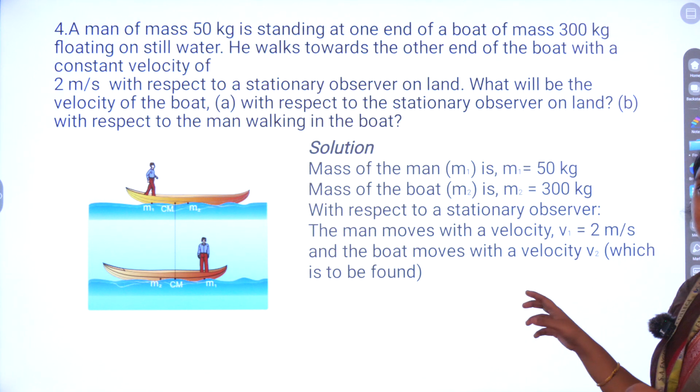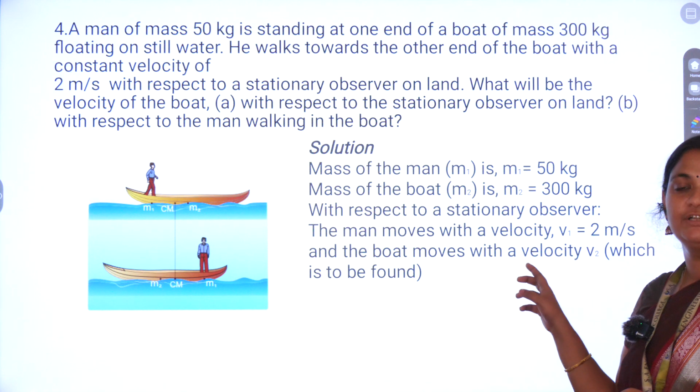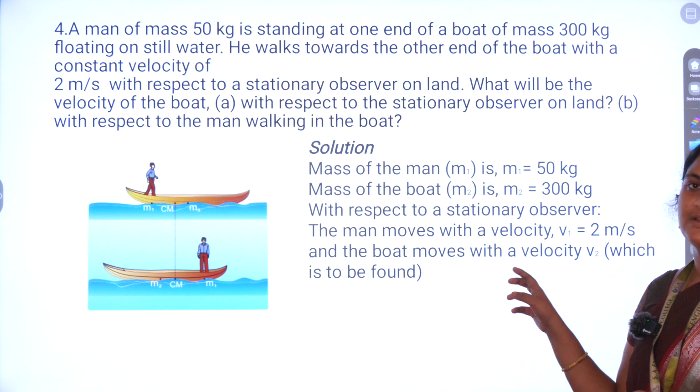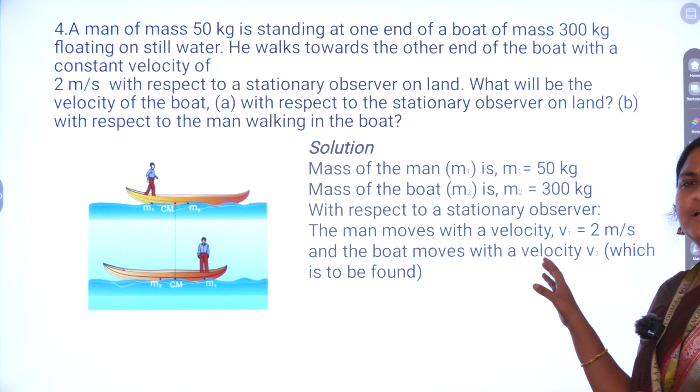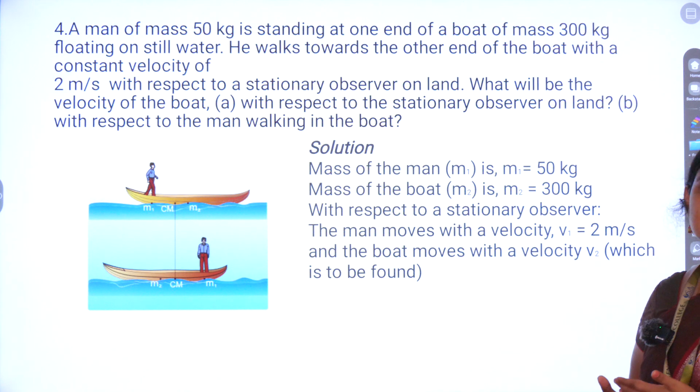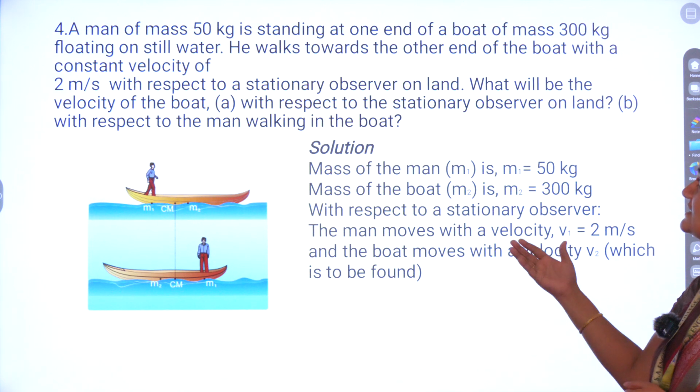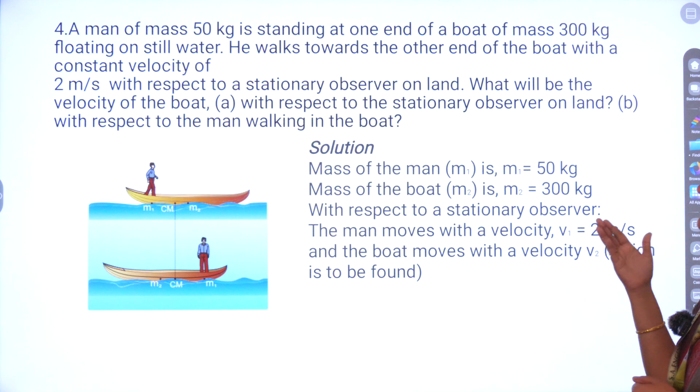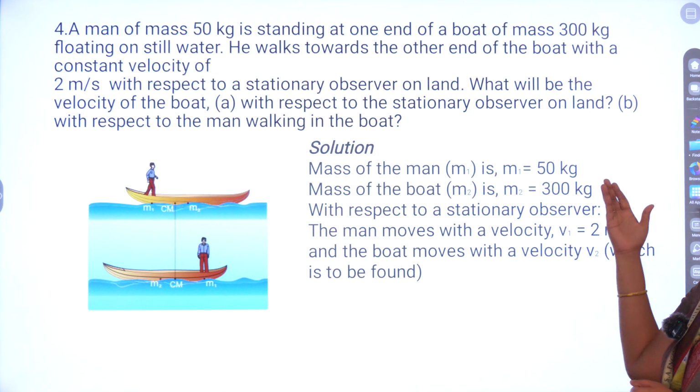Now the formula for this is (m1v1 + m2v2)/(m1 + m2) = 0. This is the formula here. What is m1? m1 is the mass of the person who is walking on the boat. What is the mass? 50 kg. What is the mass of the boat? The mass of the boat is 300 kg.